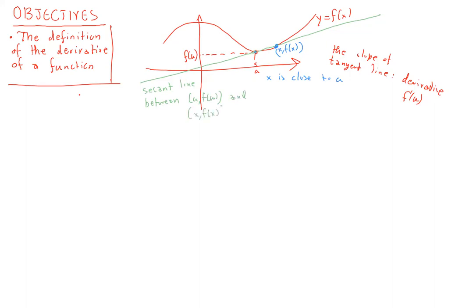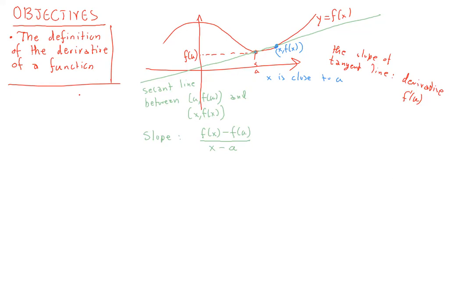And now this line has a slope that we can actually determine. What is the slope? The slope of this line will be the rise, which is the difference in the y's, f of x minus f of a, over the run, which is the difference of the x's, of the inputs, if you like. So difference of outputs over the difference of inputs. So this is the slope of the secant.